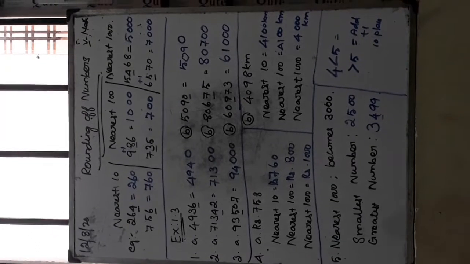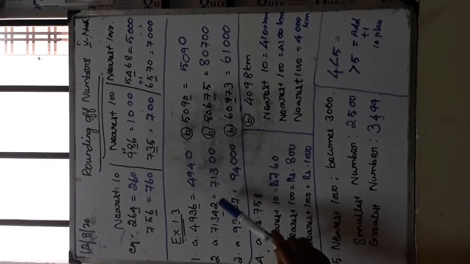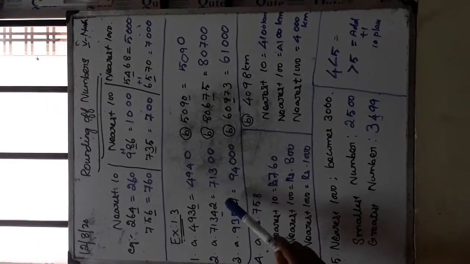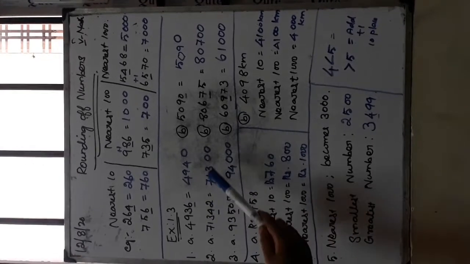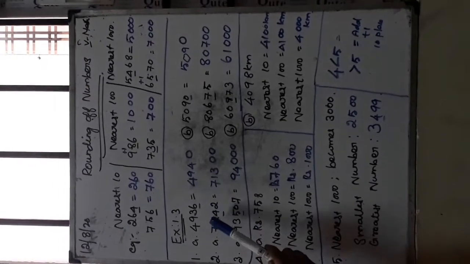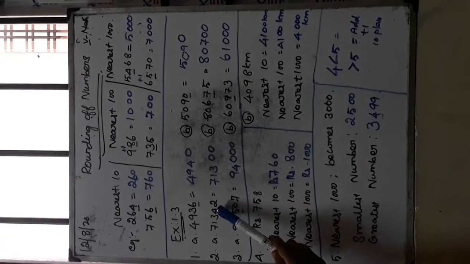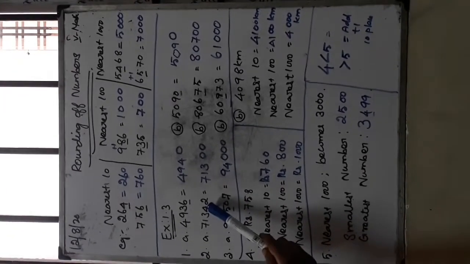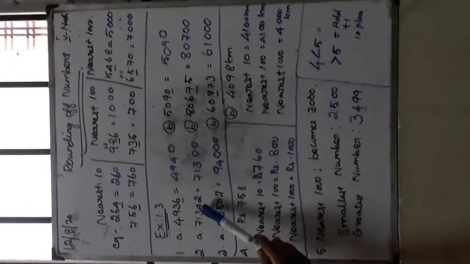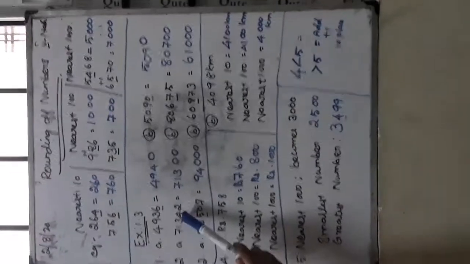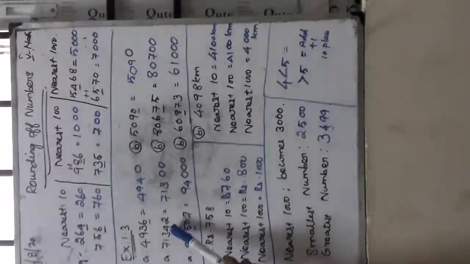Next one is round off the numbers to the nearest 100. Nearest 100 means you put two zeros at the end. Then you check the second digit, the tens place. What number is given in the tens place? It is 4. Is 4 less than 5? Yes, it is less than 5.